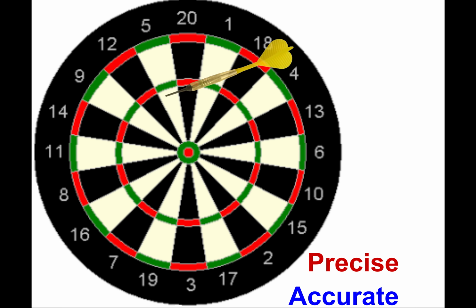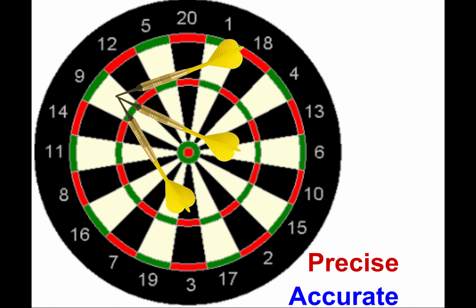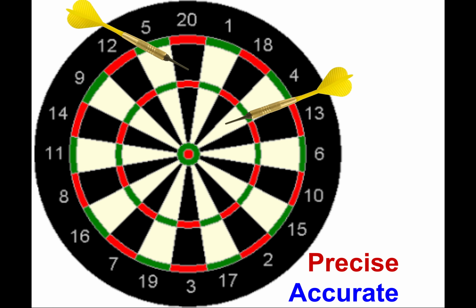Let's try again. A 9, a 9, and a 9. Okay, I did hit the same spot, so I'm precise, but I did not hit the bullseye. So I was far off, so I was not accurate. One more try. A 20, a 4, and a triple 10. I would say that I'm not precise because it's all over the board, but I also wasn't accurate because I didn't get a bullseye.